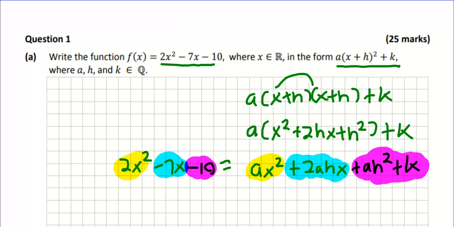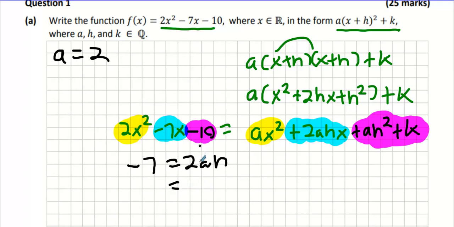Well, we're going to finish it off now, ready? So we're doing the yellow one first. What's the yellow one? a equals 2. Let's do the blue one now. Minus 7 equals 2a h. And what's a again? 2. So minus 7 is 4h, and then after that, h is minus 7 over 4.